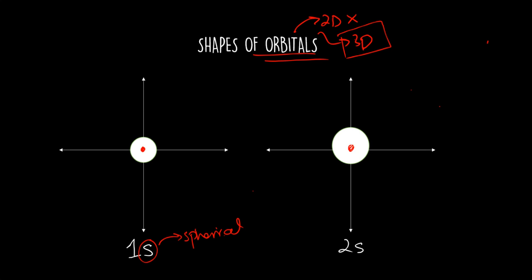And this is 2s, and obviously because 2s is located in the second quantum shell, it has a greater distance from the nucleus. And if I were to draw, let's say, 3s, then it would have been even bigger than 2s. So as you move away from the nucleus, the shape of the spherical orbital gets bigger and bigger, but it stays spherical, it stays a circle if you have to draw it in 2D. Okay, so this is what an S orbital looks like. So this is 1s and this is 2s.